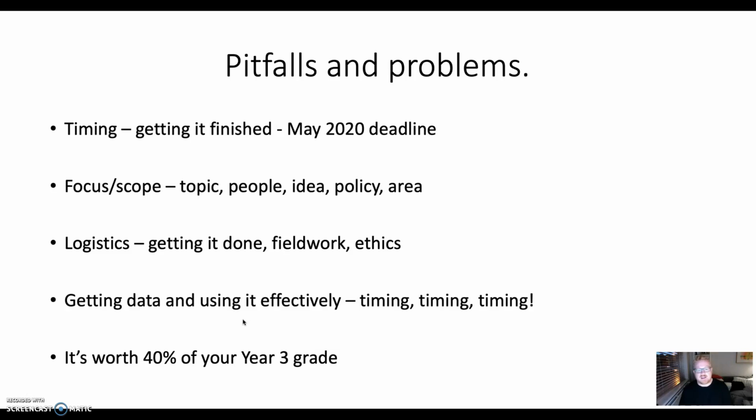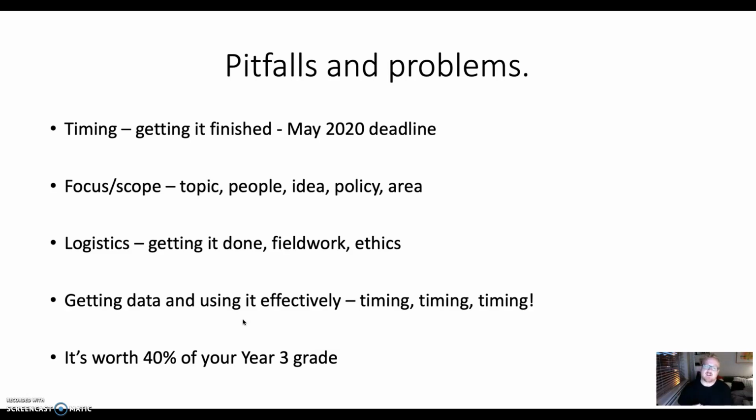Which leads us to the idea of getting data and using it effectively. So what data do you want? How are you going to analyse it? How much data do you need? And what are you going to do with it? So what's going to be the outcome? There's no point just having data. You have to do something with it. So that can be about timing and more timing, and getting that right.